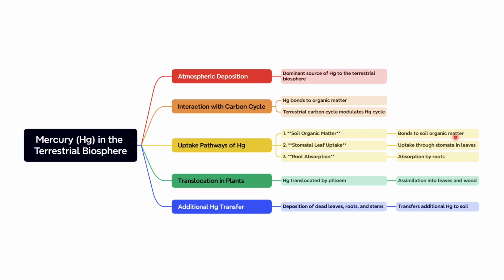Mercury bonds to soil organic matter, or stomatal leaf uptake also happens through the leaves. The next one is root absorption, and these are all three ways by which mercury is taken up by plants. For translocation in plants, mercury can be translocated by phloem, and additional mercury transportation takes place by dead leaves, roots and stems.